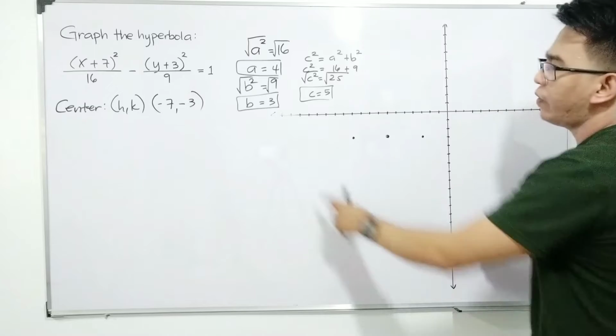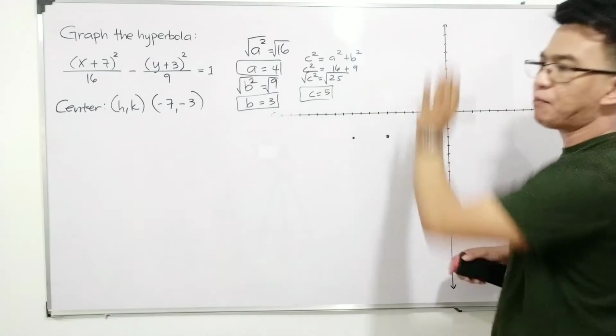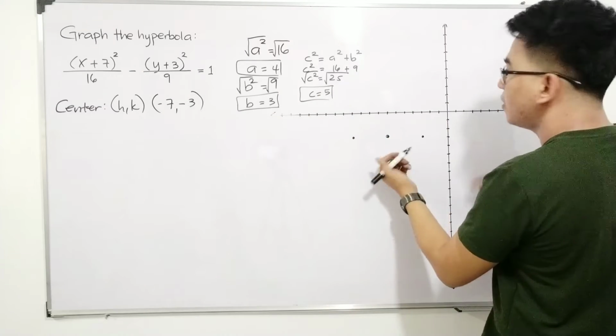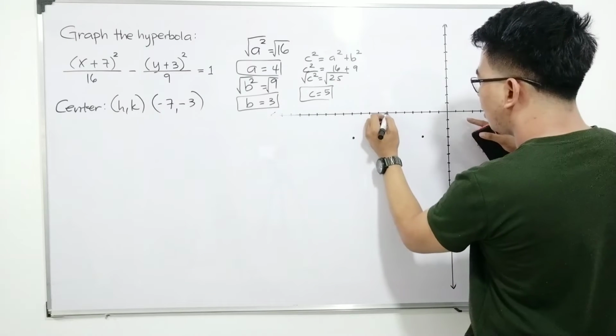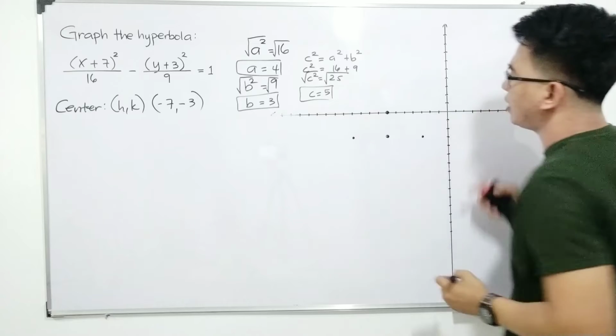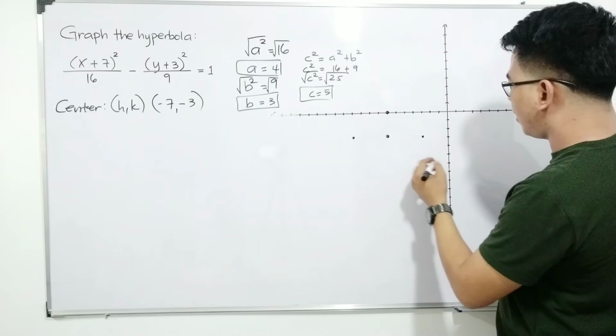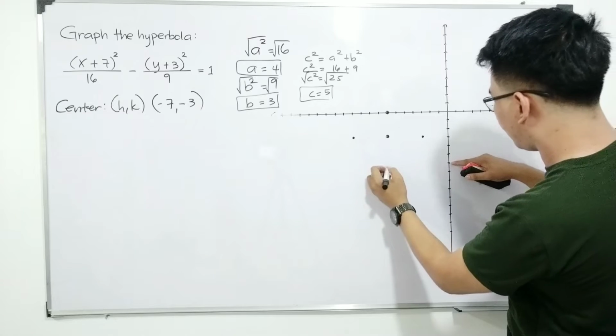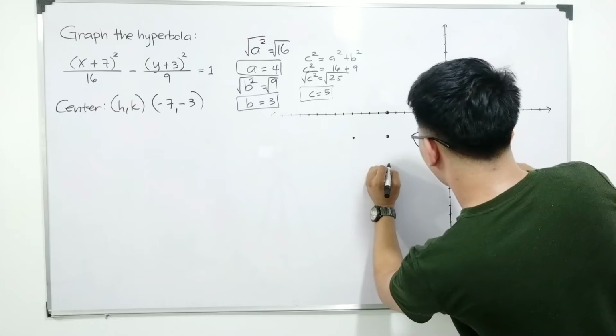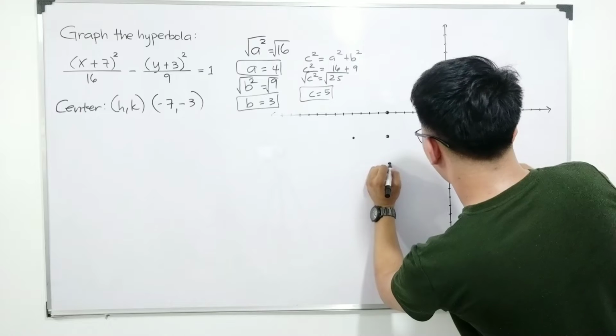Next natin, we will use the value of C para mag-move tayo upward saka downward from the center. So, this is 3. So, 1, 2, 3. Dito siya. Yung second point natin. And 3 units din mula dito. Okay, that is negative 6, 5. Okay.